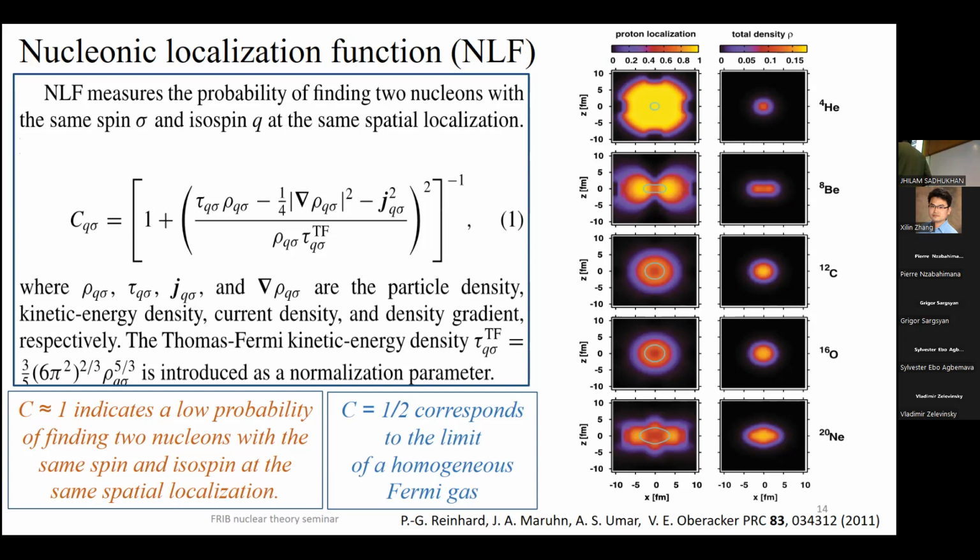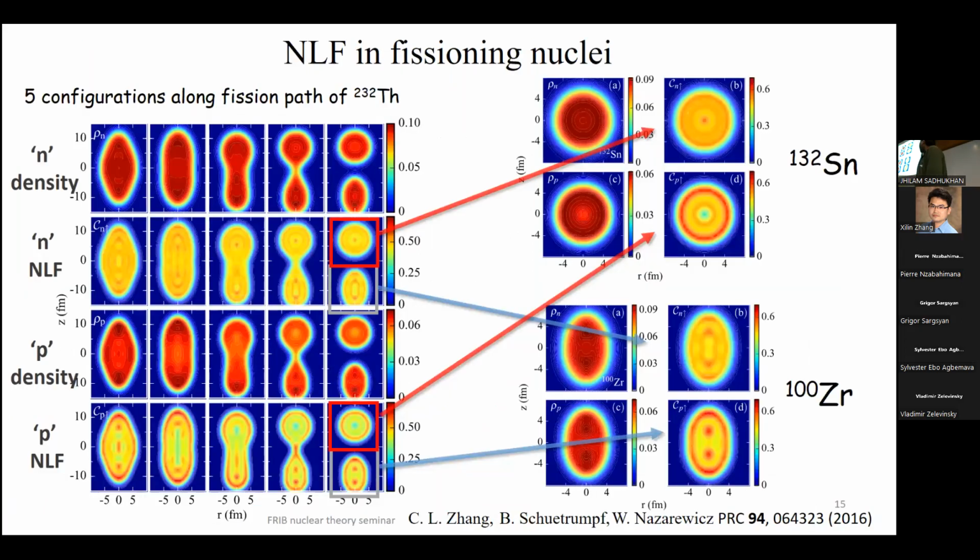This method is also applied in the case of fission. Here I have shown five configurations along the fission path of 232 thorium. The upper row is the density, and this one is the NLF. We can see structures appearing in the NLF, but in the densities we don't have such structures.